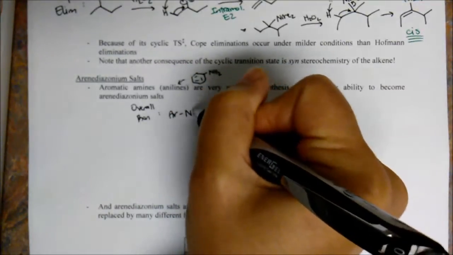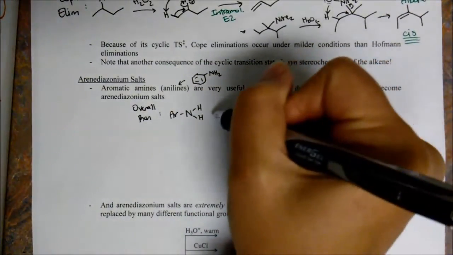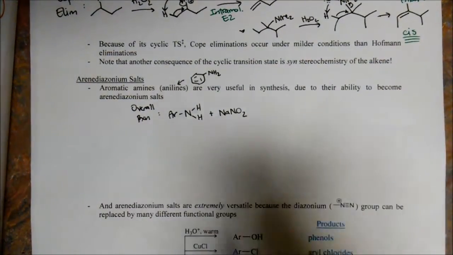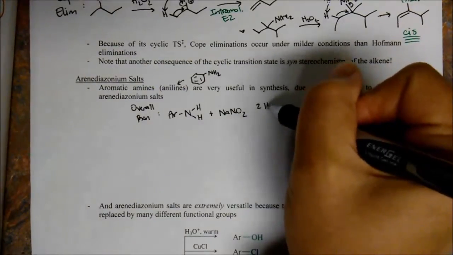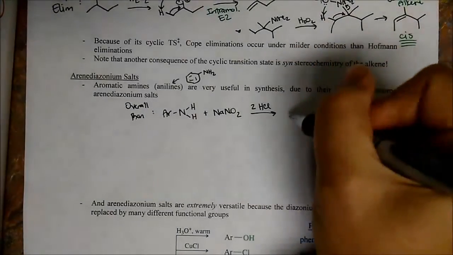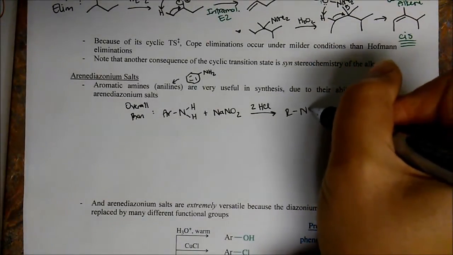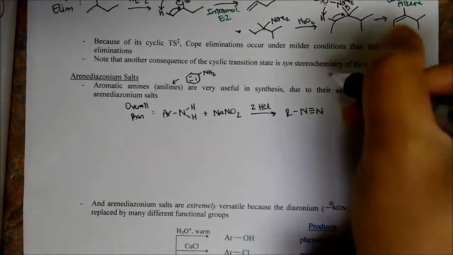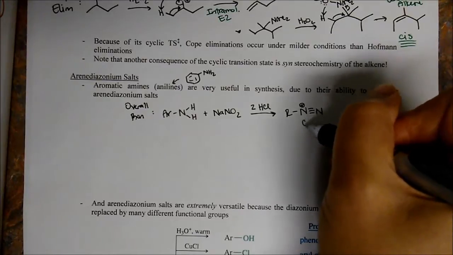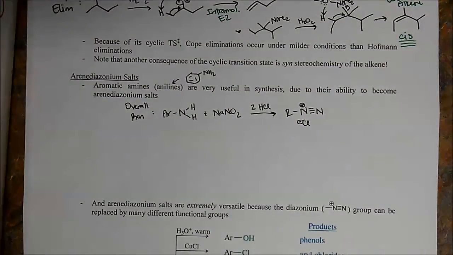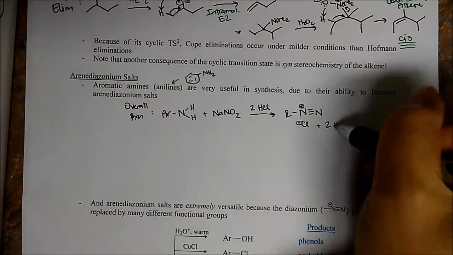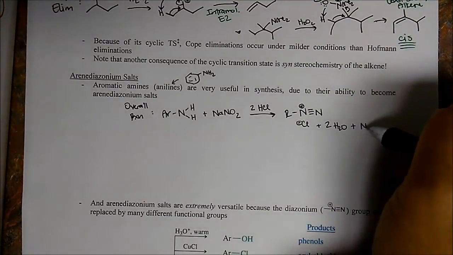And what's really cool, well, first off, to make the arenediazonium salt, here you go. You have your aromatic amine. Throw in some sodium nitrite, NaNO2. You also need some acid, 2 equivalents of HCl to be specific. And what we get out is what's called an arenediazonium salt. Okay, so we have a plus here. The salt part, we have a Cl minus to be the counterion for our plus charge there. We also get 2 H2O plus NaCl.